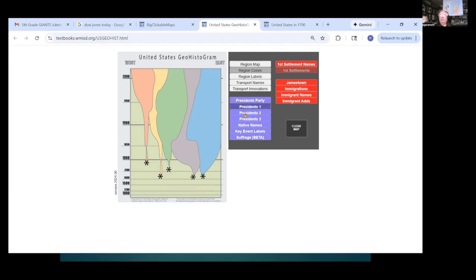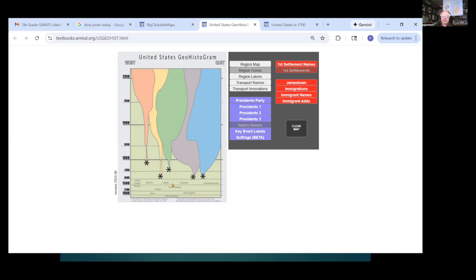We do have a big section about the early presidents. That's probably more important for people in eighth grade as to where that happened. It said what the presidents' parties were. It has something about native names as to what were the indigenous people groups in each of these. The Haudenosaunee up in New England, and the Lakota, and so on.